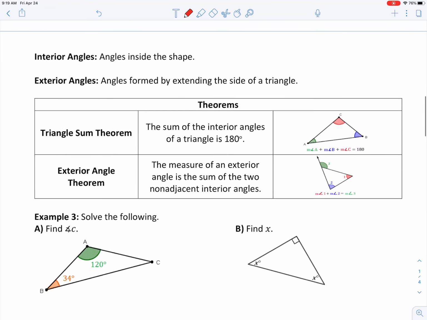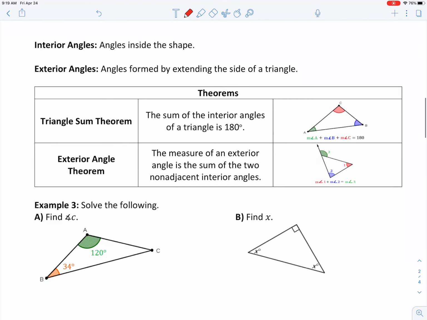Okay, moving to the back side. We're going to talk about two different properties now. We've got an interior angles property, but let me first give the definition of interior angles. Those are angles that are inside the shape. And we talked about that word interior earlier in the year. Really, it's just like inside.